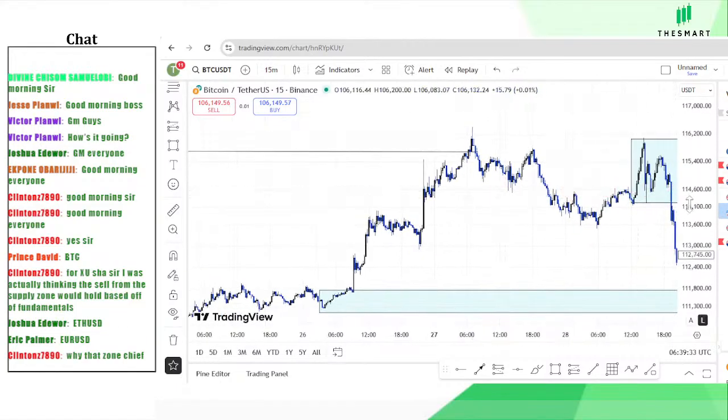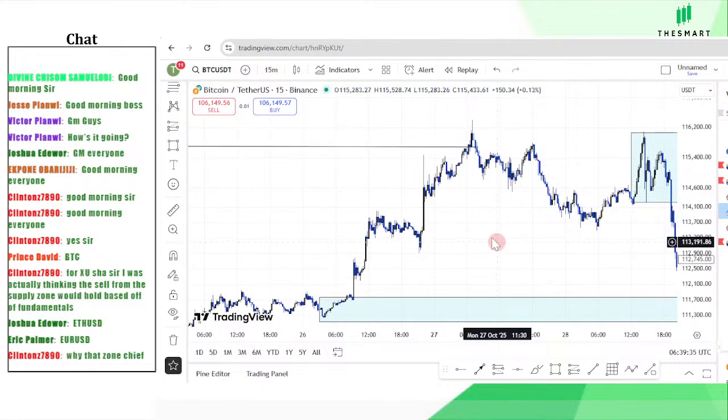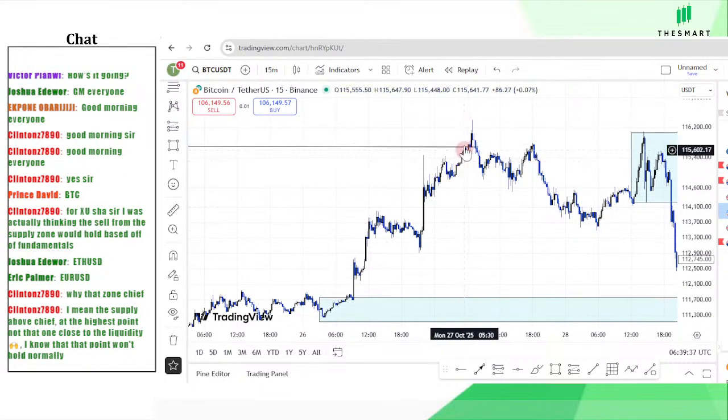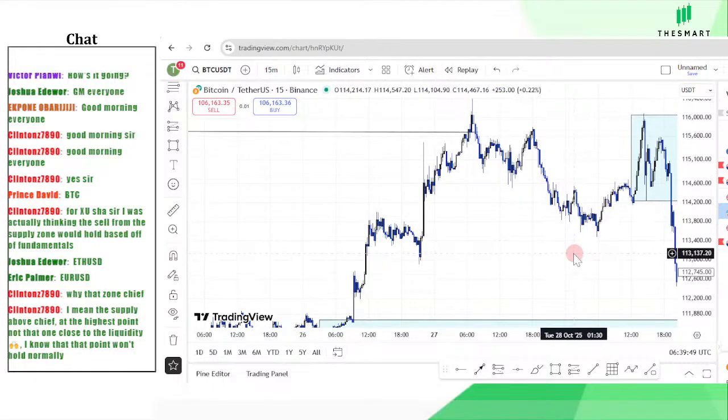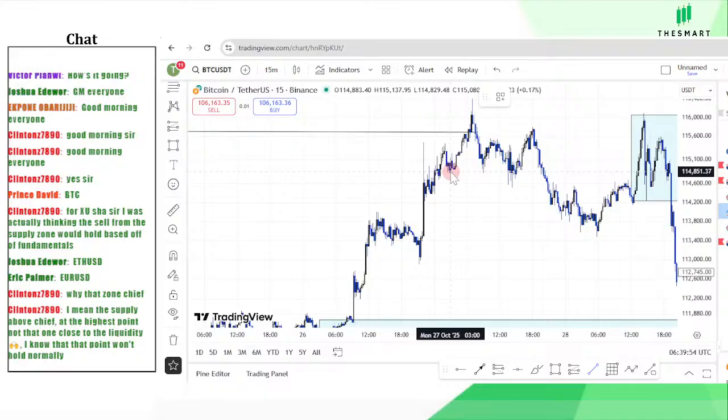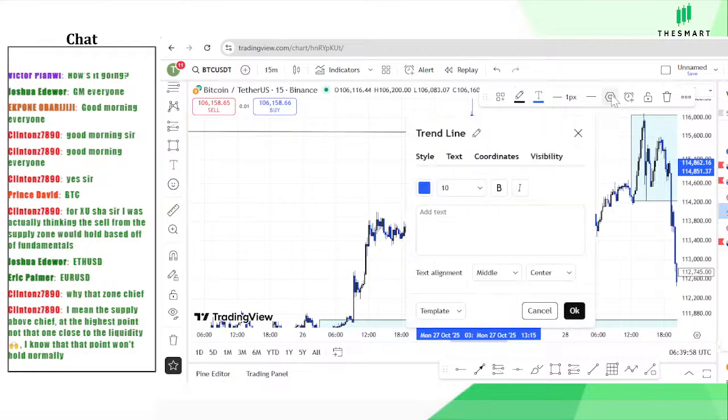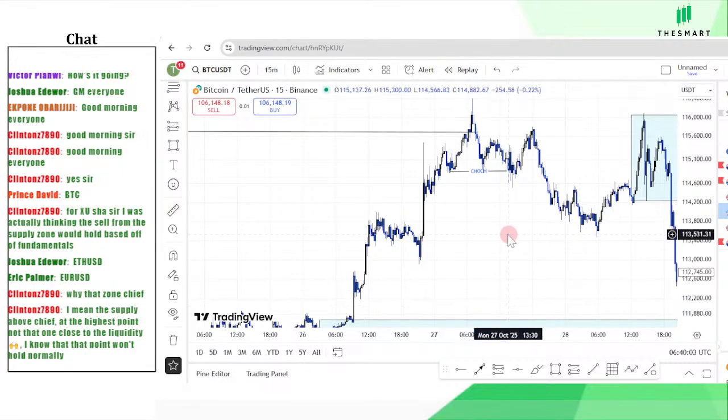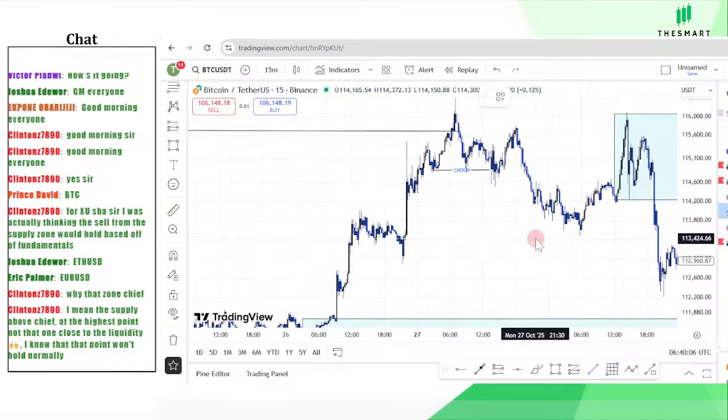From the 15 minutes, you can see we had this push to the upside. Market took out the liquidity resting based on this line; this was the high. After market took out that liquidity, what did we have again? We had this change of character at this level here. Price gave us this change of character, after which we had a break of structure.